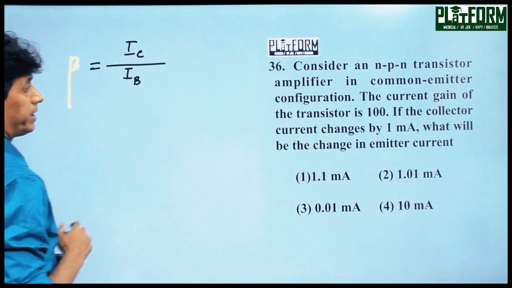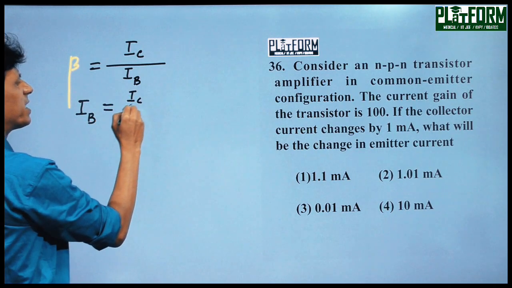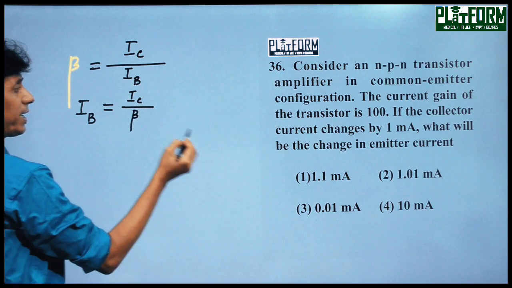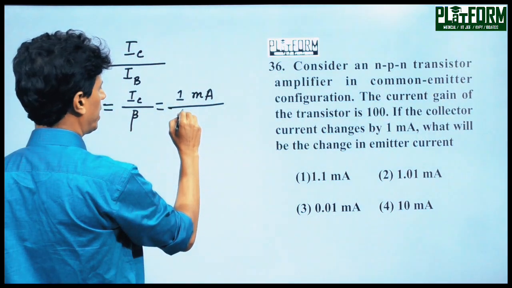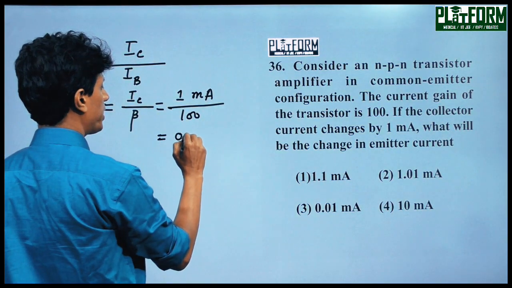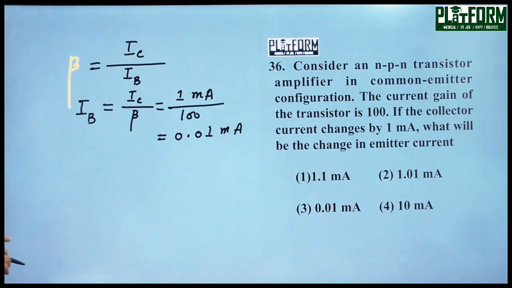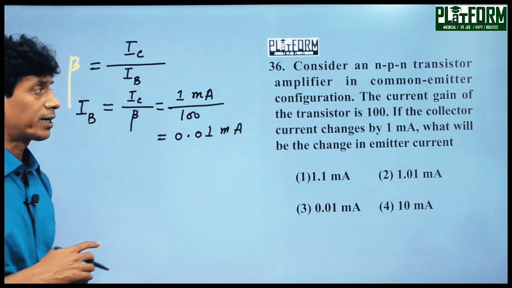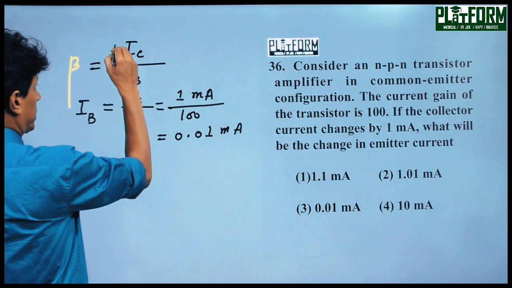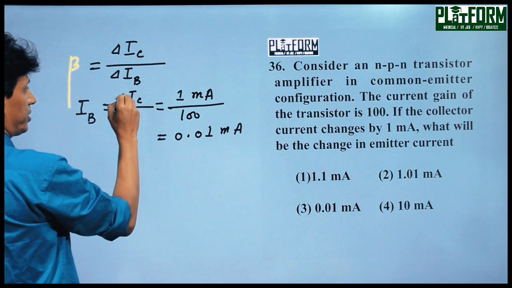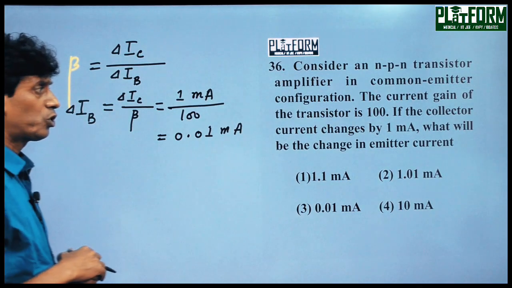Okay, and in this problem we can find the base current is equal to the collector current IC by beta. IC given in this problem is 1 milliampere by 100, so it is 0.01 milliampere. So the base current is 0.01 milliampere. What will be the change in emitter current? If the collector current changes by 1 milliampere, as given in the problem, the change in base current is 0.01 milliampere.